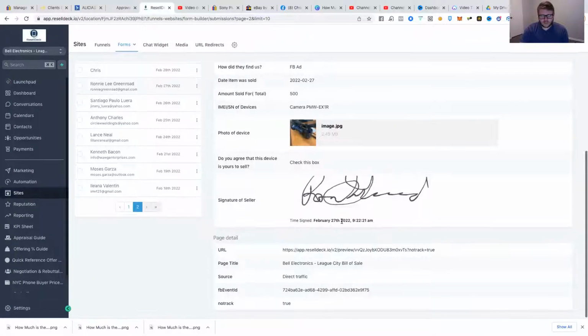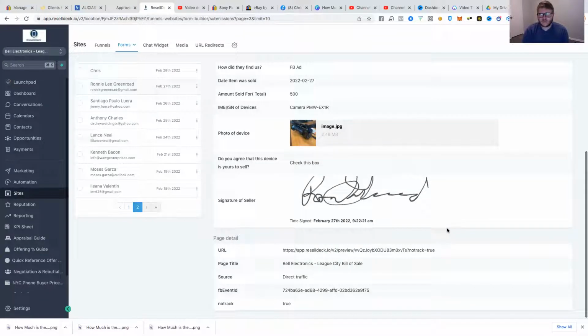So let's get into it. How did I make $473 in profit off of a camera? Well, let's look. Let me share my screen. I'll show you guys the proof that I bought it. So here's the proof that I bought it. This is the bill of sale.